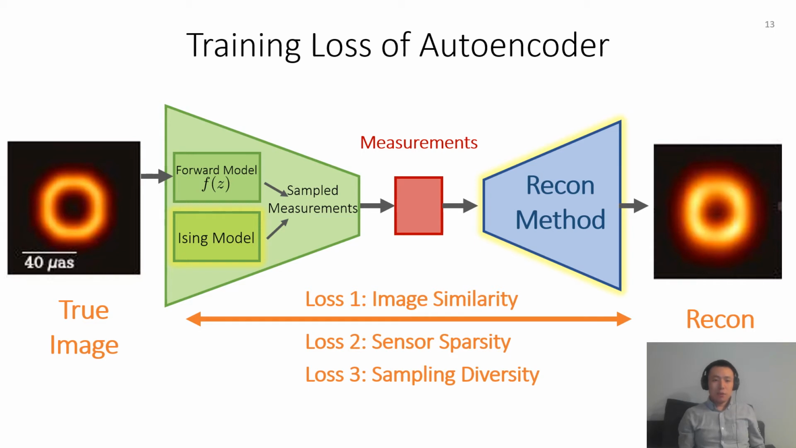This general framework should be applicable to many computational imaging sensor selection problems. For different applications, we simply need to replace the physics-based forward model in the encoder and the decoder.